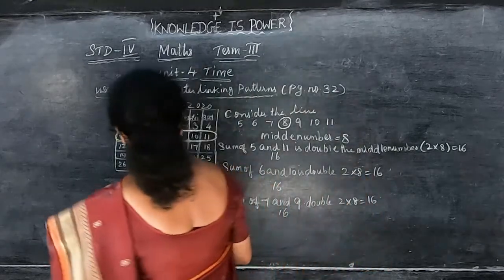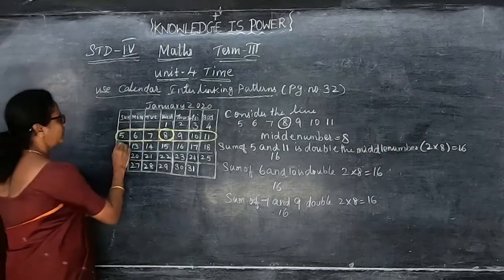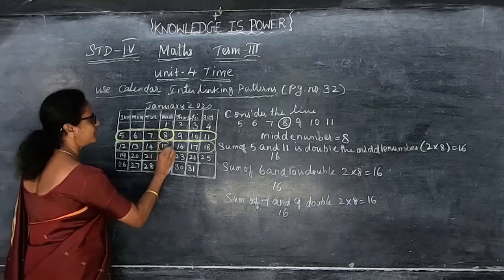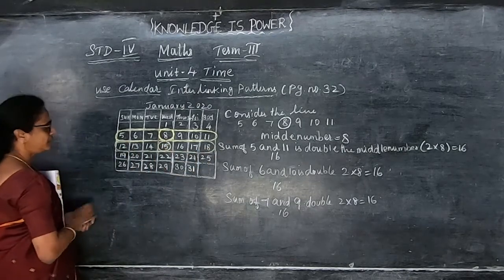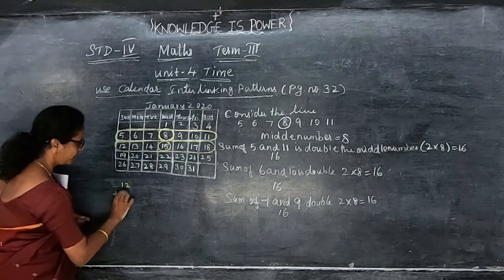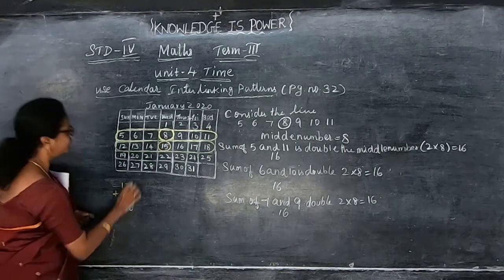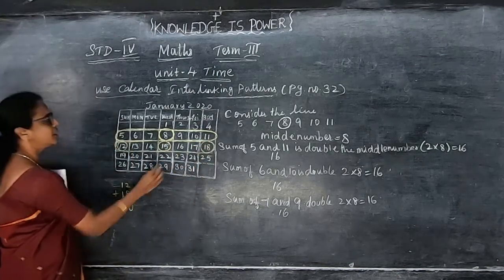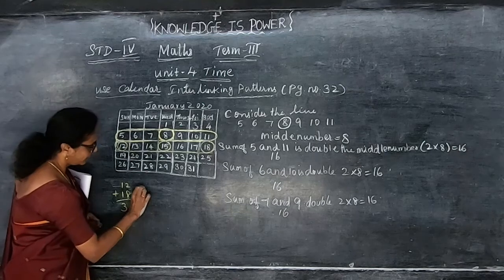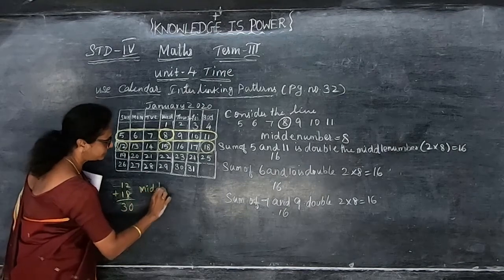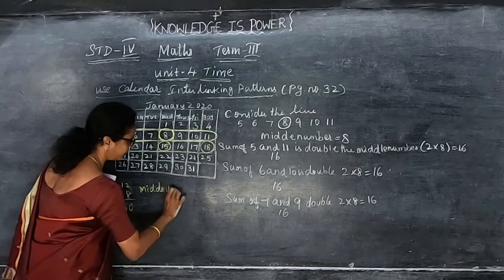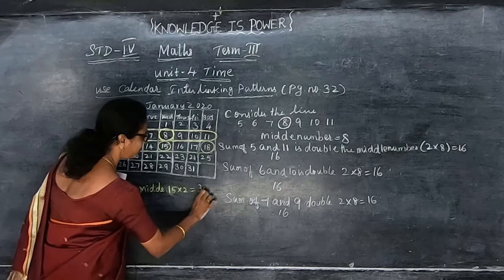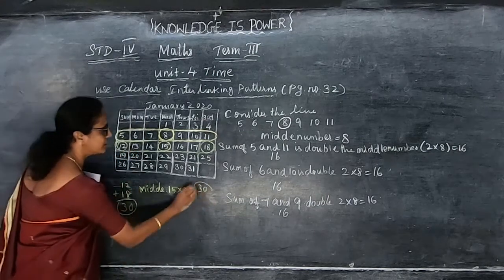Okay, so like that. Not only that, you can take anything. Next, if you take this one, you see 12 and 18, the middle number is 15. Now add 12 and 18. 12 plus 18, what is it? 30. So the middle number is 15. 2 into 15, that is 30. So this number is also the same.